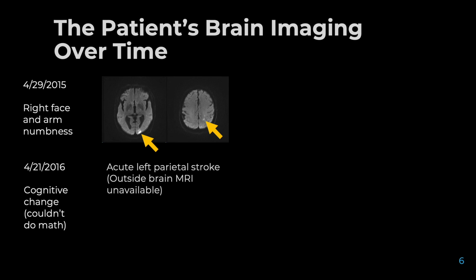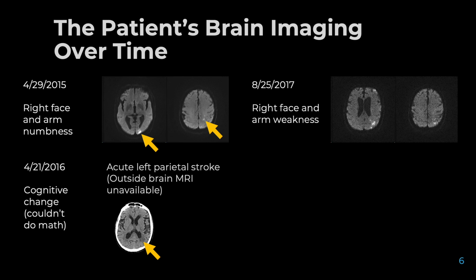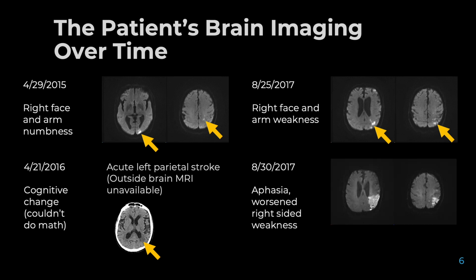Unfortunately, we don't have that imaging available, but he did come back to the Swedish Medical Center, and here is his head CT several weeks later, which showed the subacute left parietal stroke. In 2017, he developed right face and arm weakness, and here is his stroke on brain MRI as indicated by the arrow. And finally, a week later, we are at the present episode where he had aphasia and worsened right-sided weakness, and here his stroke is much more extensive and disabling.